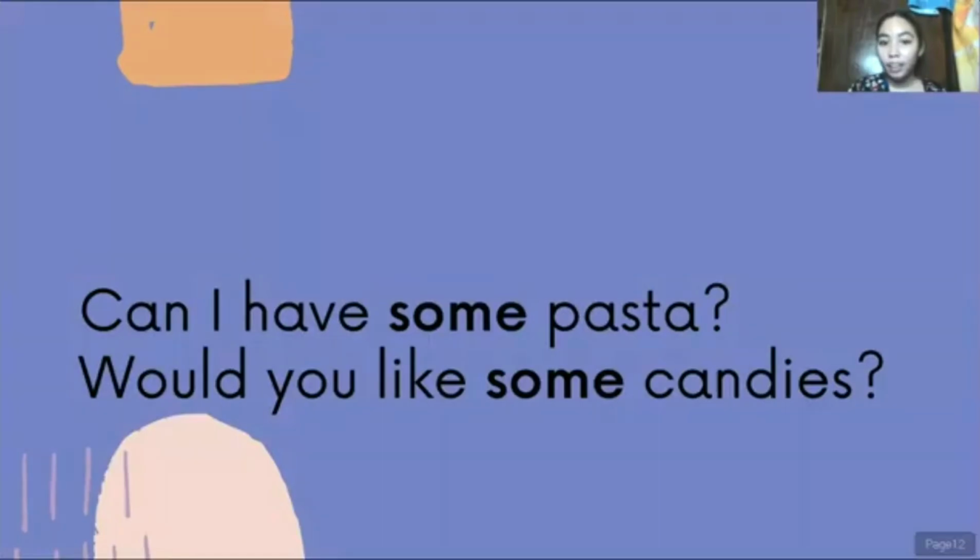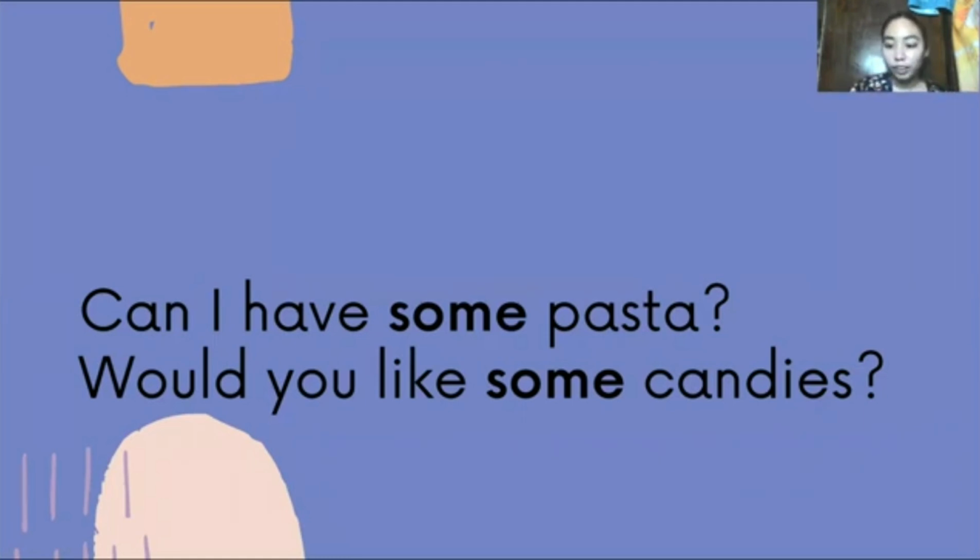For example, can I have some pasta? Here, the speaker is requesting some pasta. We use some here because it is a request. It is a form of question, but it is a request. Next is, would you like some candies? In this sentence, the speaker is offering someone candy. So here it is also a form of question, but why do we use some? Because again, some is used if you are making a request or an offer in the form of a question.